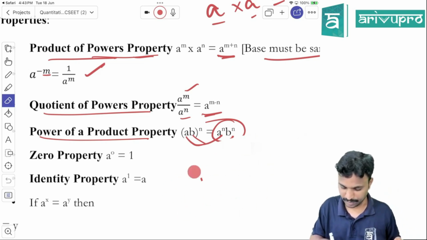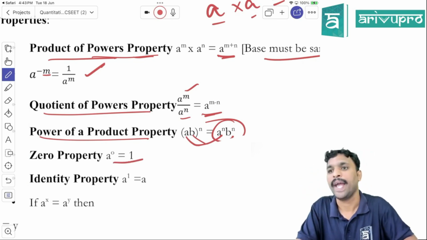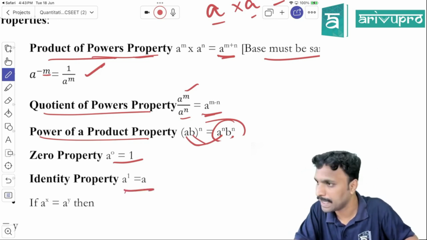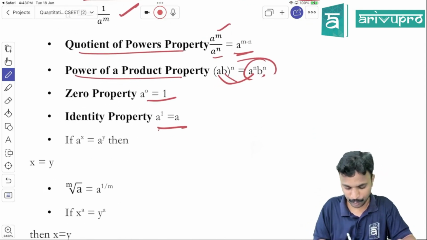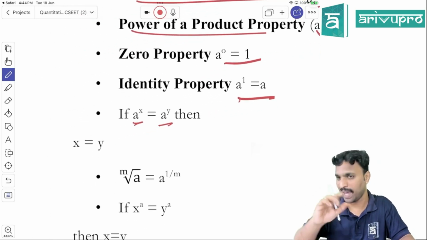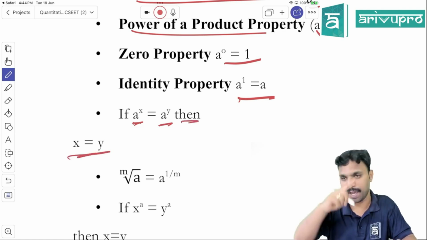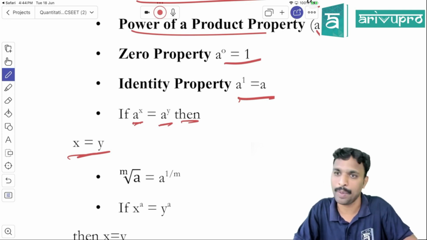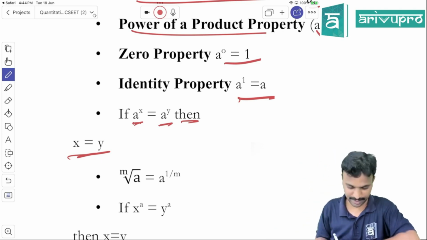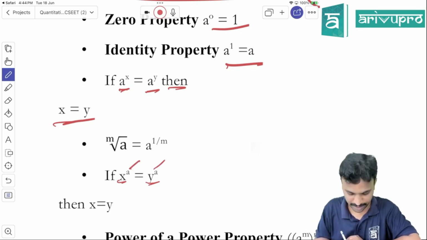Zero property for indices. Anything power 0 is what? 1. Identity property. Anything power 1 is what? The same thing. So a power 1 is a. Clear? And then if two exponentials are equated with the same base, then powers can be equated. If a power x equals a power y, look at the bases, they are same. The powers can be equated. If a power x equals a power y, then x is equal to y. Not just this, if the powers are same on both sides, the bases can be equated. For example, if x power a is equal to y power a, you can see the powers are same, then the bases can be equated.